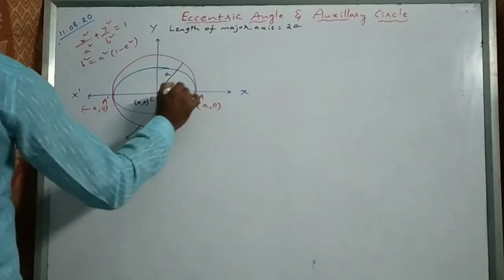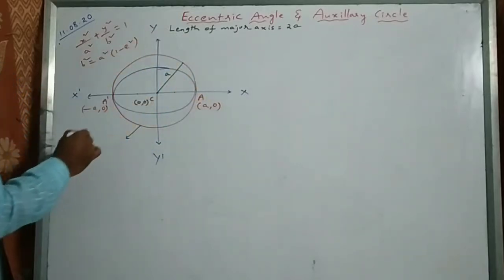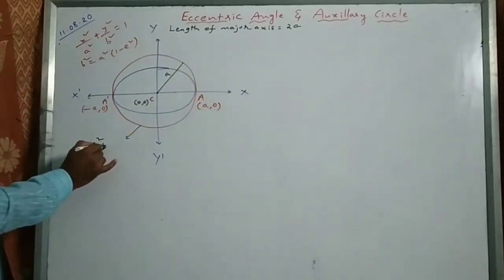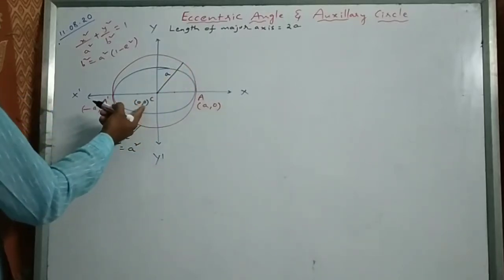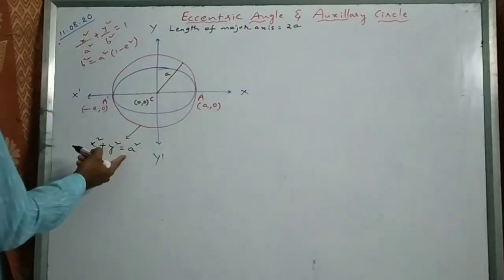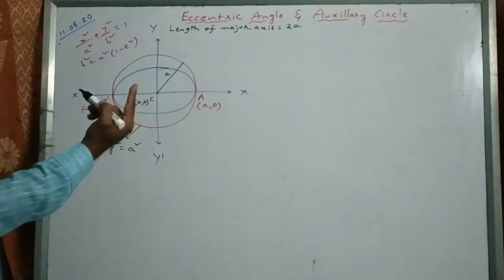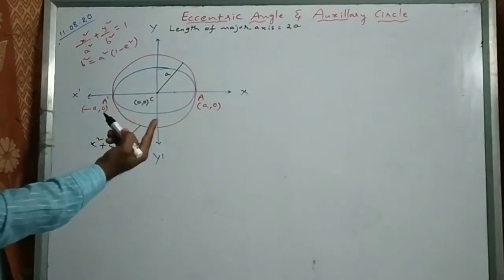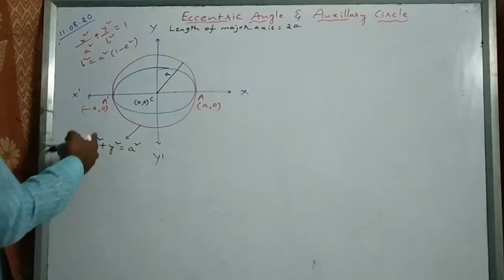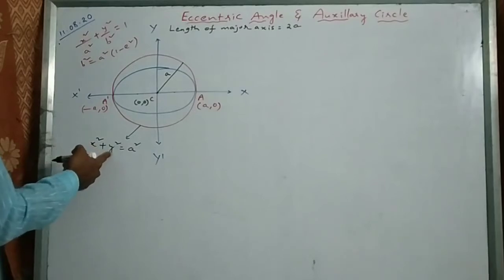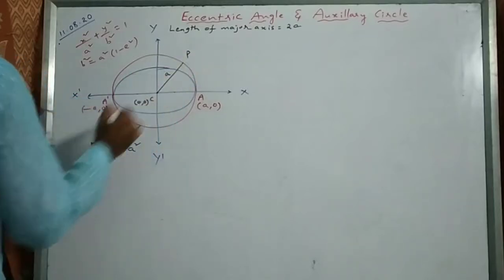Okay. So I am taking one point on this. What is the circle called? I told you, auxiliary circle, and the auxiliary circle equation is x square plus y square equal to a square, because the center is origin and radius is small a. Already we have seen in circles, h comma k center and r as radius is x minus h whole square plus y minus k whole square equal to r square. So since it is origin, x square plus y square equal to a square. So I will take this point as P.